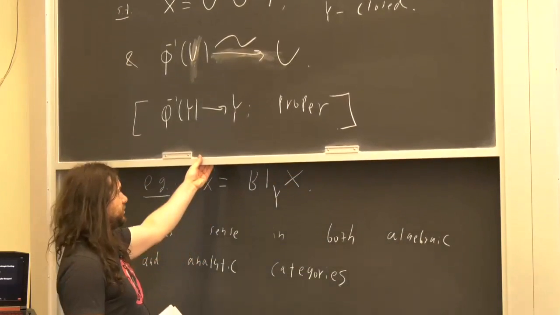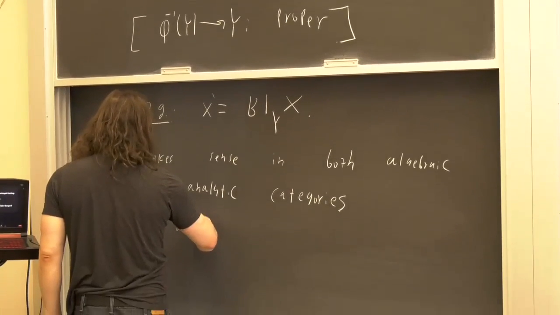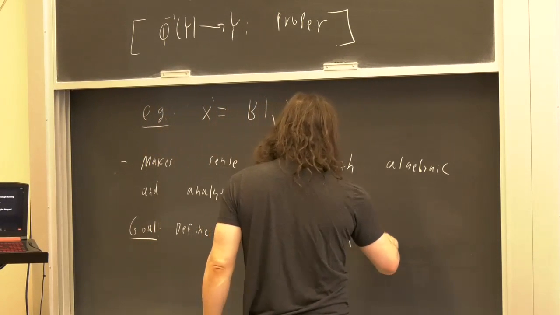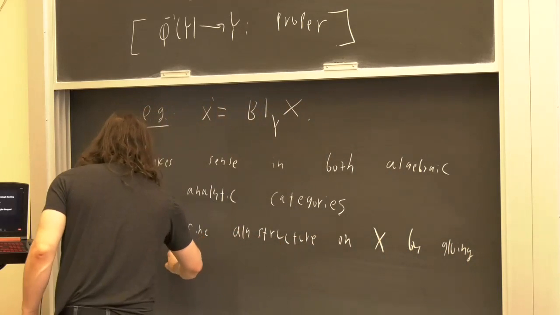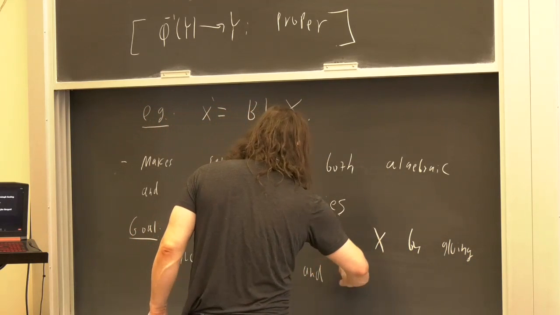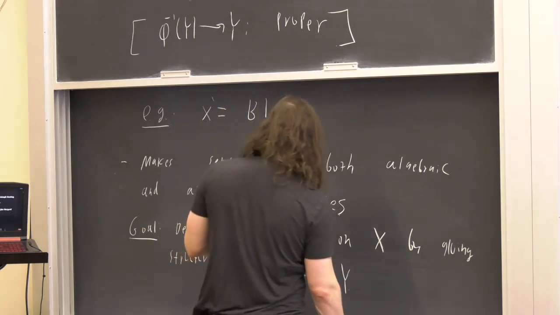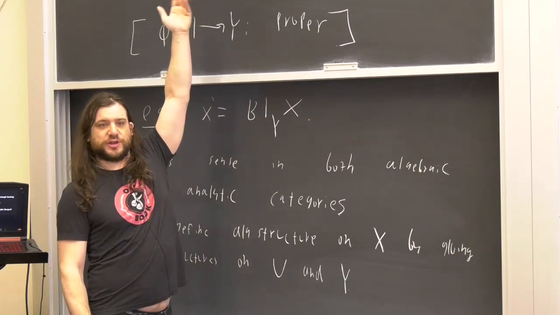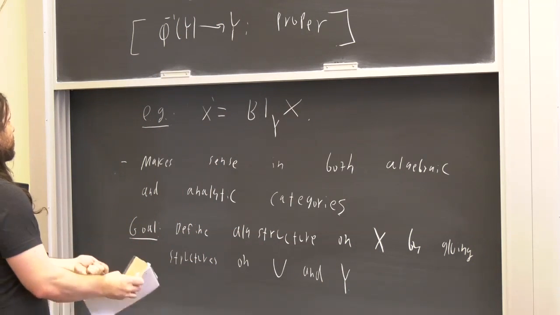So the goal is to define an algebraic structure on X by gluing the structures on U and Y. That's kind of the idea. But you can't just do it if you just look at the point sets, because what you're missing is the gluing information between U and Y. It's not just that you have these two sets and they put together. You have a lot more information in how they would glue together.